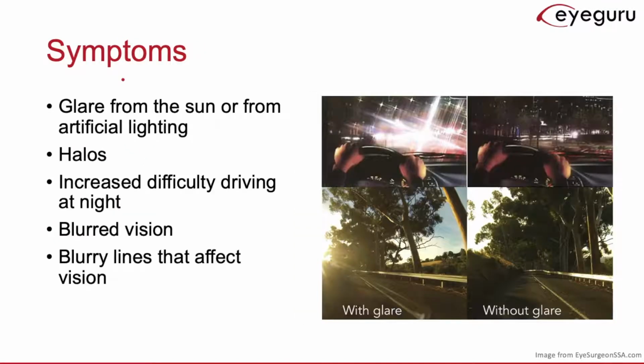So two of the most common symptoms that patients with cortical spoking cataracts report are glare and halos, and these lead to difficulty with driving at night. Now, of course, cataracts will lead to blurred vision or blurry lines in the visual field.